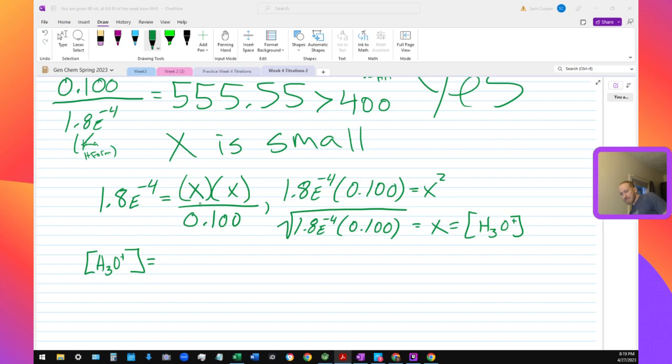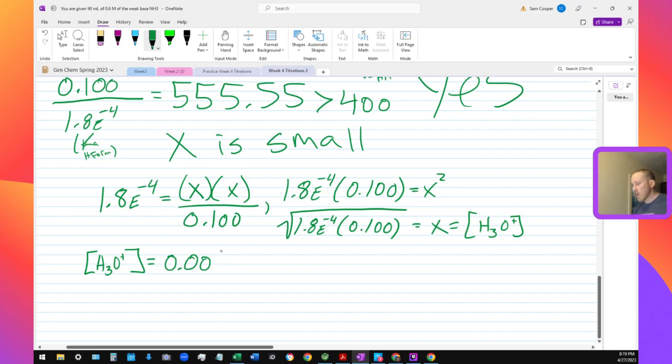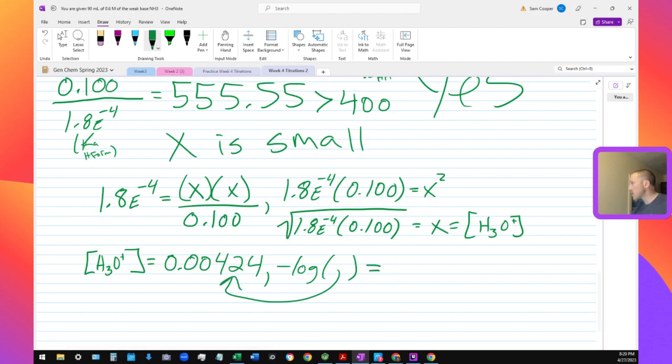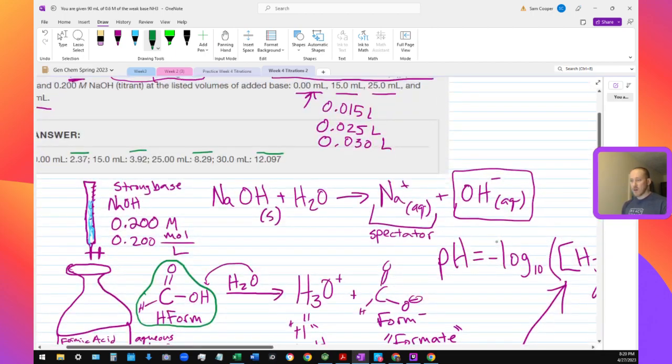Hopefully really quickly. So when you put this in your calculator, it turns out that you get the square root of 1.8 times 10 to the minus 4th times 0.1 is this, basically. And the negative log of that is 2.37, which is what the answer key says. So yay, we got it. All right, let's now finally look at the next part.